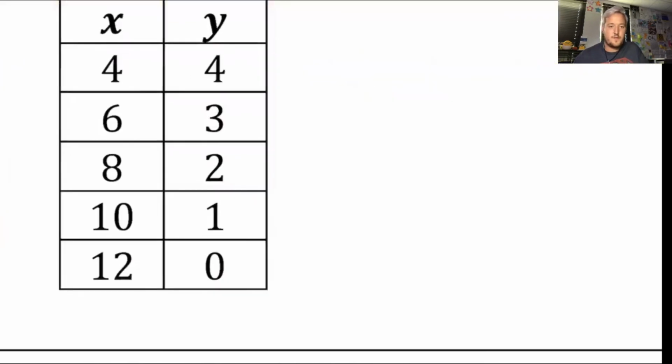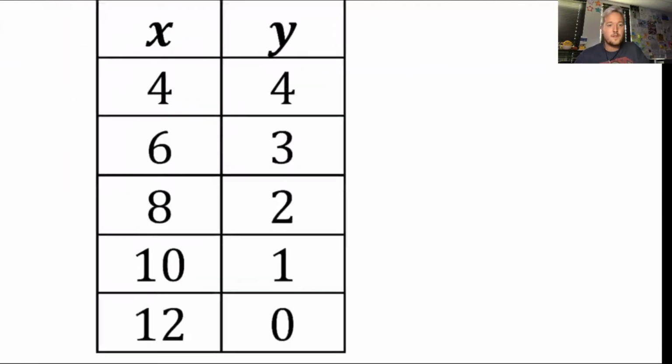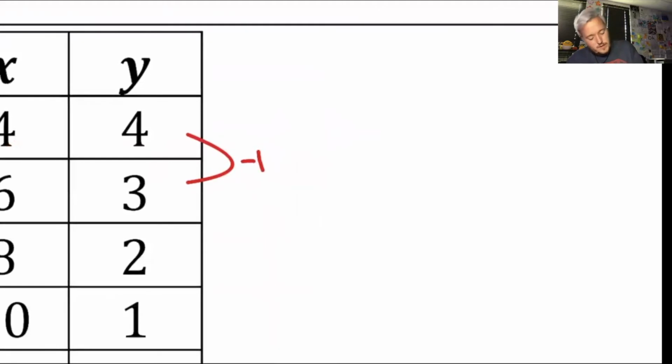All right, so same idea over here. However, with number 2, I don't actually give you the y-intercept. I actually give you the x-intercept, which doesn't do us much good. So I'm still going to do the same old thing as before. I need to find the slope. So 4 to 6 is +2. And 4 to 3 is -1. So that tells me my slope here is -1 over 2.